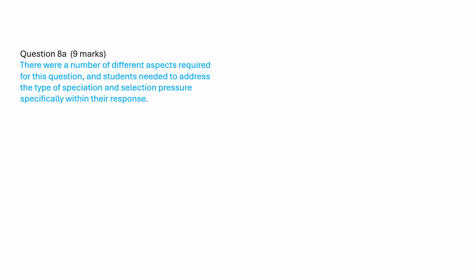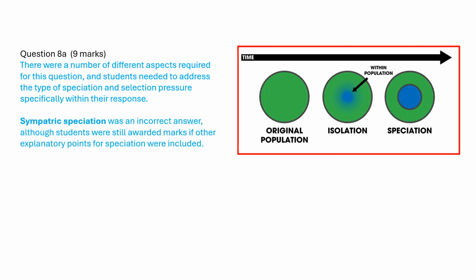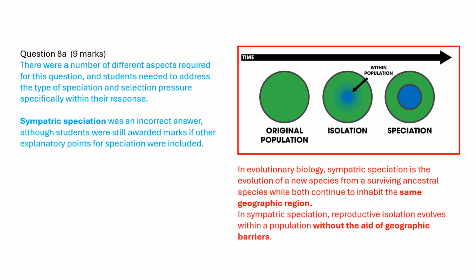Sympatric speciation was an incorrect answer. In evolutionary biology, sympatric speciation is the evolution of a new species from a surviving ancestral species while both continue to inhabit the same geographic region. In sympatric speciation, reproductive isolation evolves within a population without the aid of geographic barriers. Here, the new species arose due to geographic barriers.